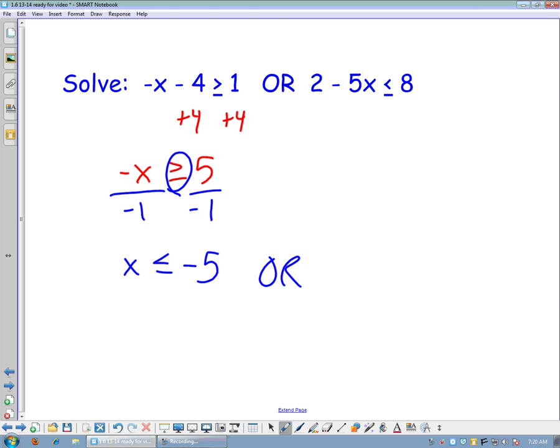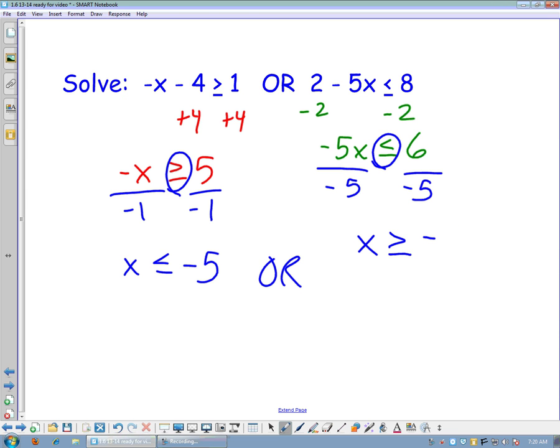Or something on this side, with this part, we are going to, let's say, subtract 2 from both sides as our first step. So I get negative 5x is less than or equal to 6. And then we will divide both sides by a negative 5. Again, since we're multiplying or dividing by a negative, we need to switch the direction of the inequality. So we're going to have x is greater than or equal to negative 6/5.